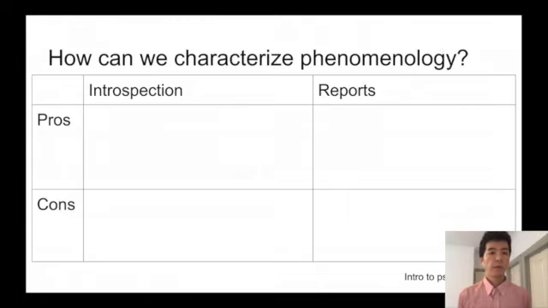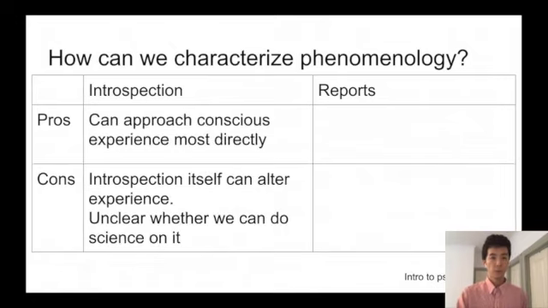Okay, so here's a quick table that summarizes the pros and cons of introspection and the reports. The pro of introspection is that it can approach conscious experience most directly and also transparently. However, introspection itself can alter experience. As you might have realized, when you are trying to introspect the boundary of your visual field, you are attending to the visual field boundary. And as you will see in the lecture on consciousness and attention, attention can substantially alter experience itself.